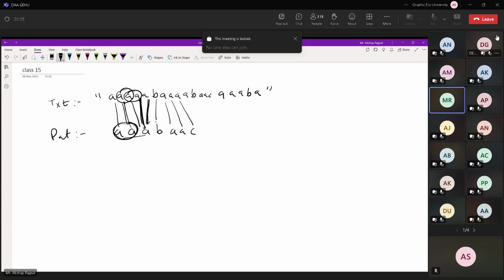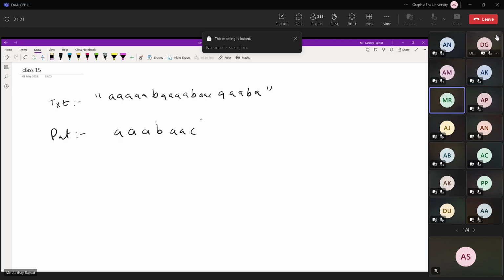But we have already matched these two A's. So now we need to match this with this. Because of this B, we need to match this. Otherwise, we would match with something else. But this is already matched, right? So why are we matching it again and again in the naive algorithm? So KMP uses a method for that.